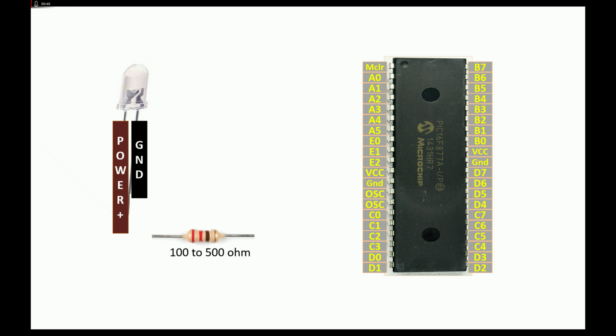Now guys, this resistor can be of any value from 100 to 500 ohm. If you go to higher values, the LED will start to go dimmer. So by default it will start dim. So the ideal value is like 220 to 330 ohm. So guys, let's do the connections.